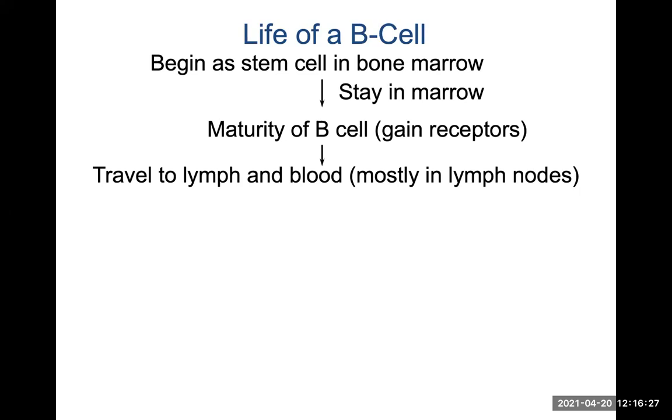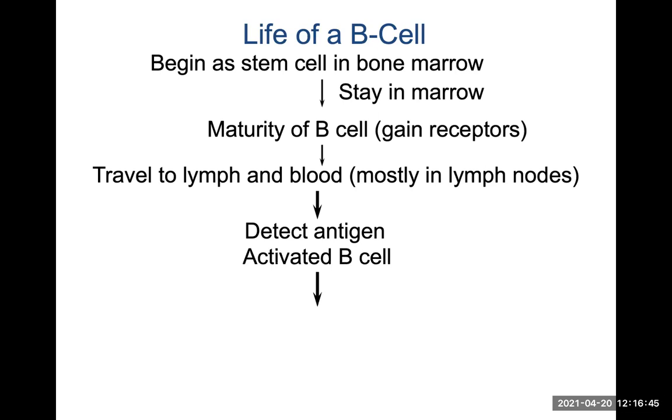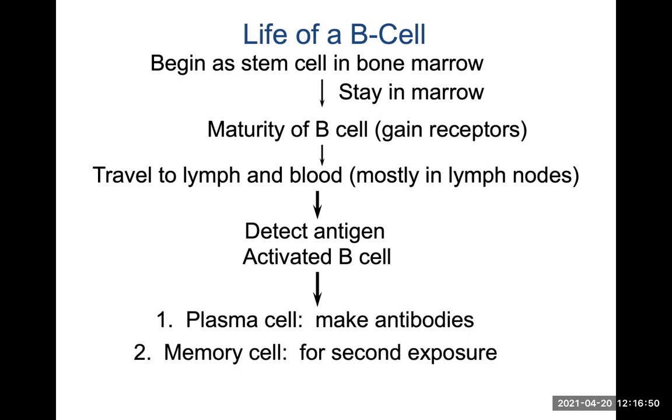Also recall that the big clusters of lymph nodes are the tonsils and the Peyer's patches in the gut. Okay, detect antigen. If antigen is detected, if one of the B cells finds its perfect match, it's going to become activated. It's going to take in that antigen, process it, and display it. And then there's some other parts that have to happen, but eventually that activated B cell will make a whole bunch of copies of itself. We call that clonal expansion.